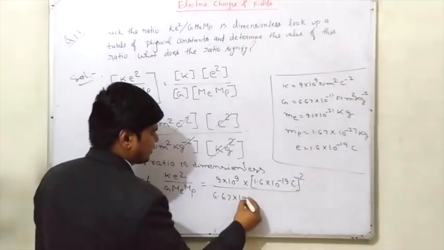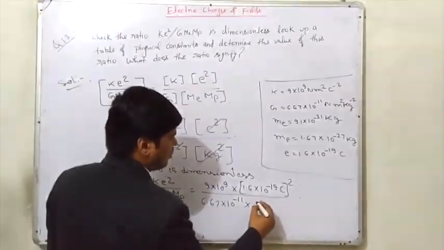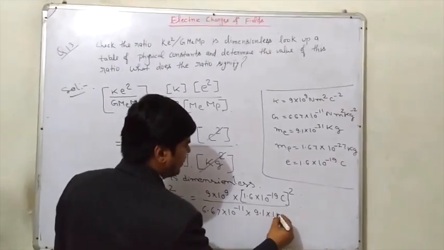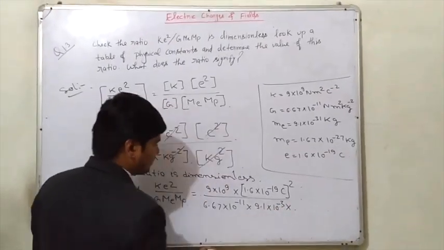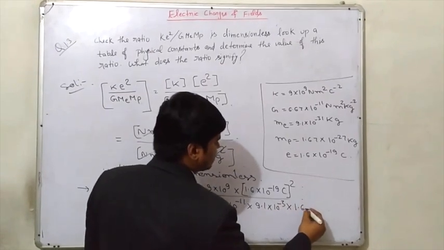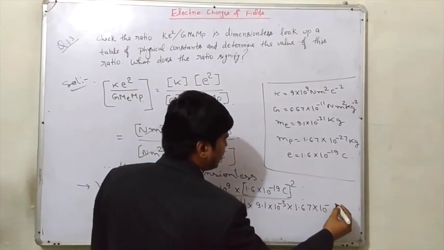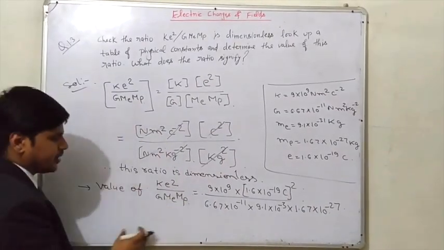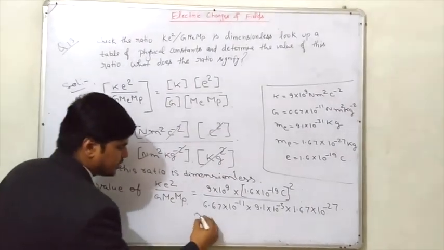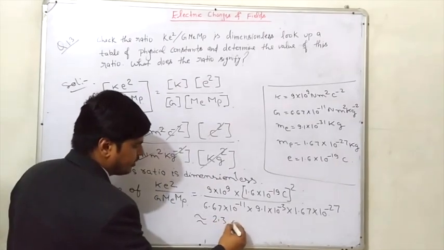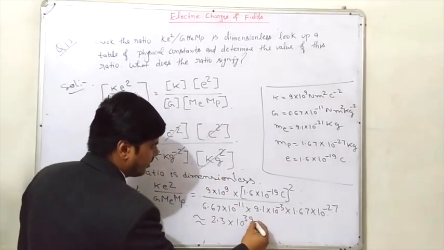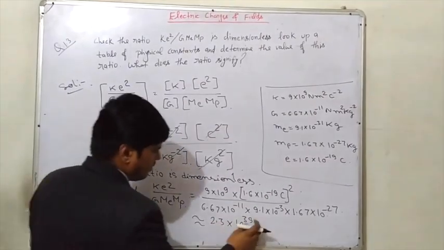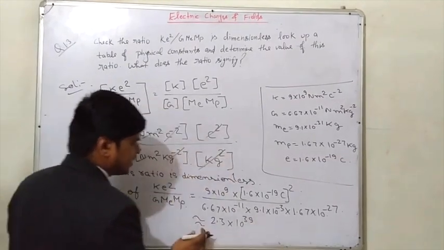is 6.67 into 10 to the power minus 11, mass of electron 9.1 into 10 to the power minus 31, and the mass of proton 1.67 into 10 to the power minus 27. Okay students, then solve it. Approximately you get the answer 2.3 into 10 to the power 39 Newton. Okay students, constant. This is constant.